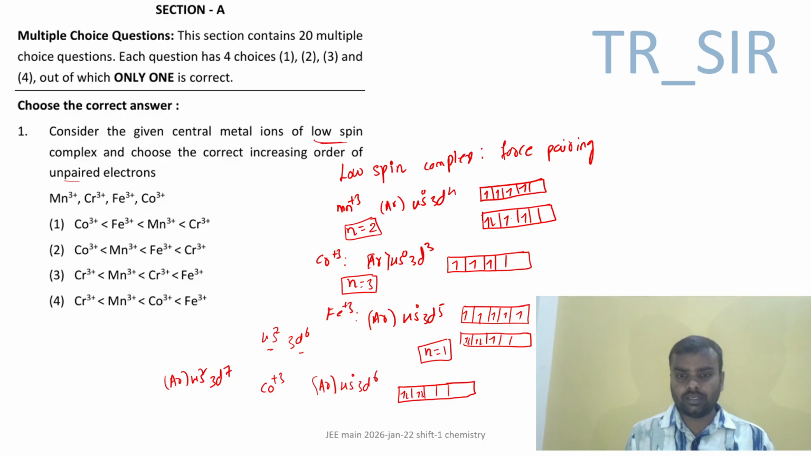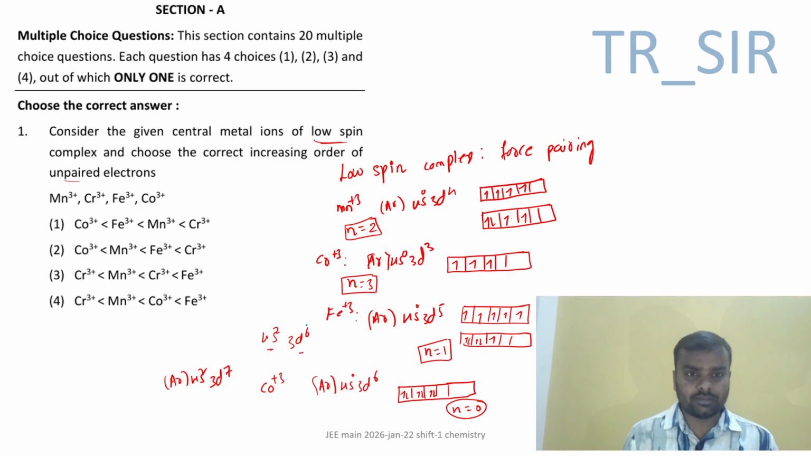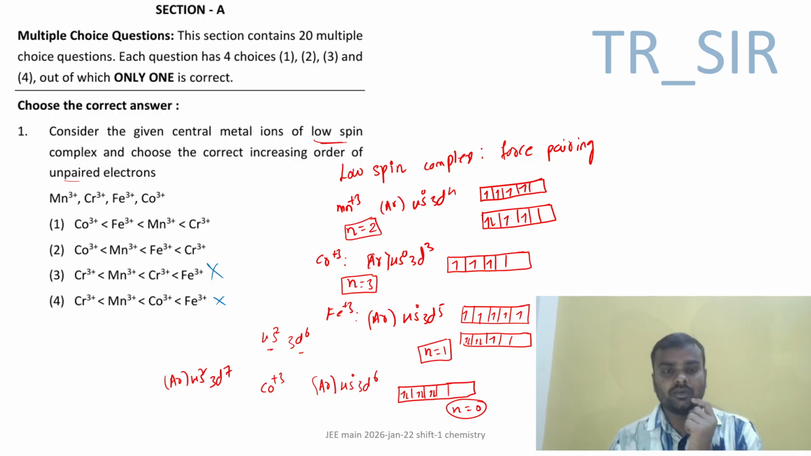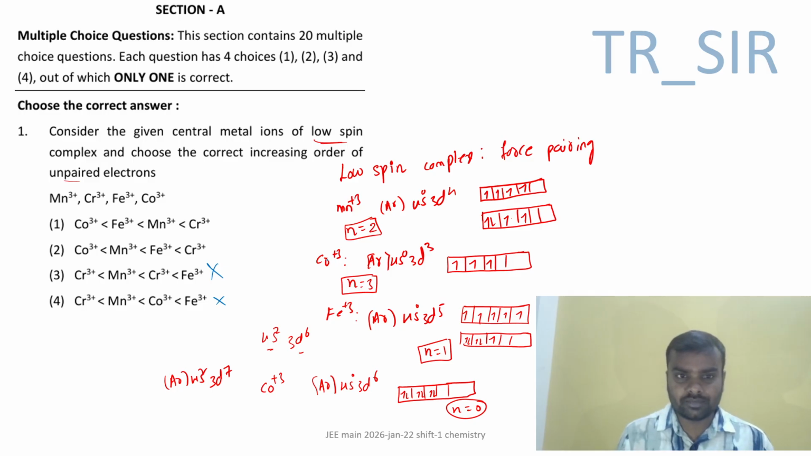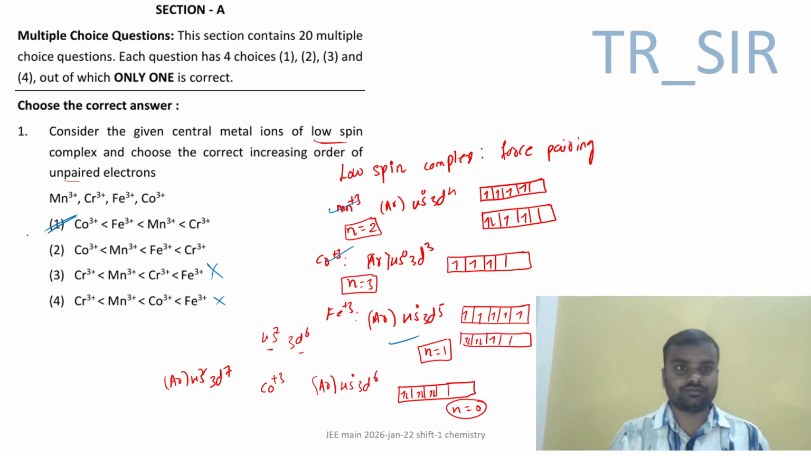After pairing, you will be having n is equal to 0. That means cobalt has to come minimum. So the C option and D option will not be the answers. Your answer will be either one or two. Which is maximum here? Chromium is maximum in both cases. Now Mn3 plus and Fe3 plus: where are there more unpaired electrons? Mn3 plus has 2 electrons, Fe3 plus has 1 electron. So the first option will be the correct answer for this question.